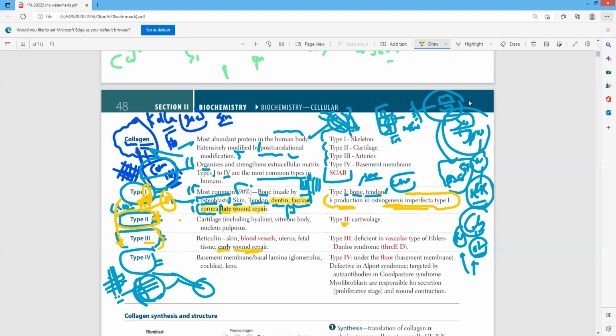For type 2, remember 2 for cartilage. To remember this, this is the bone and here is the cartilage. For cartilage, you will find type 2, including hyaline cartilage. We have 3 types of cartilage: hyaline, fibrocartilage, and elastic cartilage. In hyaline cartilage, we will find collagen type 2.